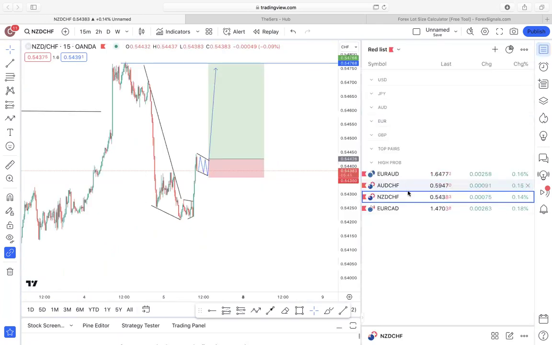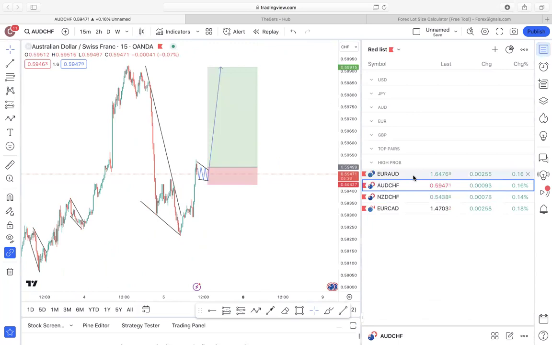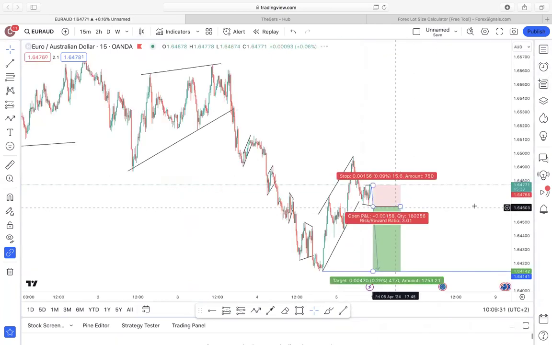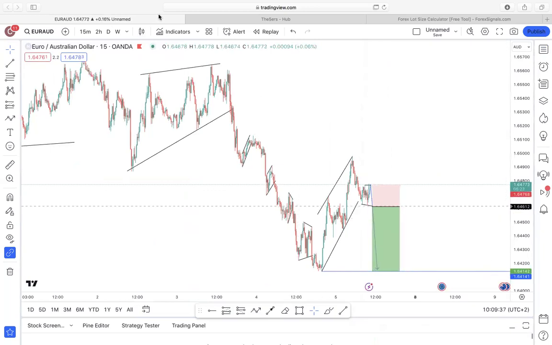So my top pairs for the day are mainly the New Zealand dollar over the Swiss franc, the Australian dollar over the Swiss franc, and then finally the euro over the Australian dollar. So we might be getting an entry on the euro over the Australian dollar not so long from now. So what I'm going to do, I'll just send out an alert on this one so we can be notified as soon as price reaches that area so we can execute our entry.